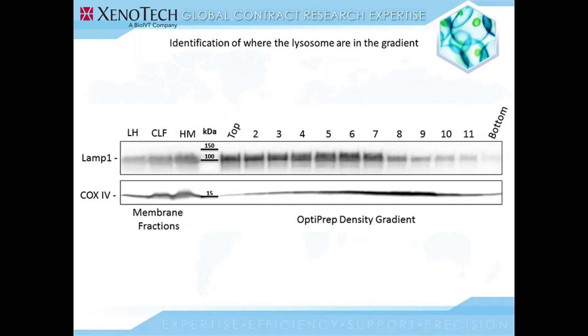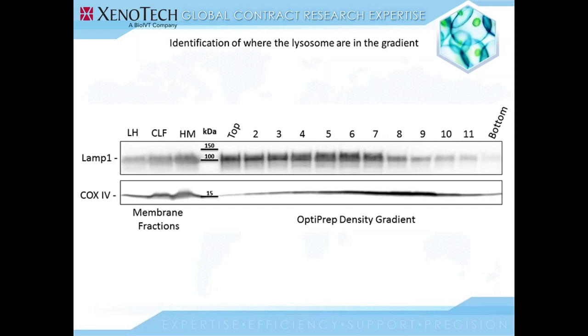If you look at the first 3 lanes on the left, these are our 3 main fractions that we do on the front end before the gradient. We have our liver homogenate, which is our starting material. We have our crude lysosomal fraction, which is after our first spin. And we have the heavy membrane, which is after our Percoll spin to clean up that crude fraction a little bit more. As you can see, with every manipulation, we get an increase of LAMP1 expression compared to the last. And these 3 lanes are normalized for protein content of 50 micrograms.